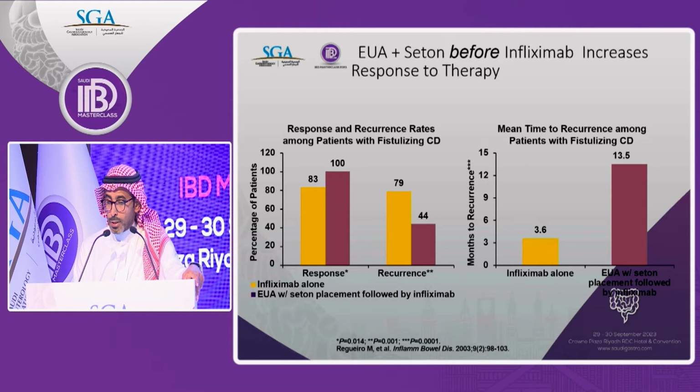What about ketone plus infliximab? Here there is clear evidence that combo therapy, ketone plus infliximab, improves the response and decreases recurrence with a significant p-value. The time until you have recurrence takes longer if you have combo therapy, meaning ketone plus infliximab versus infliximab alone.